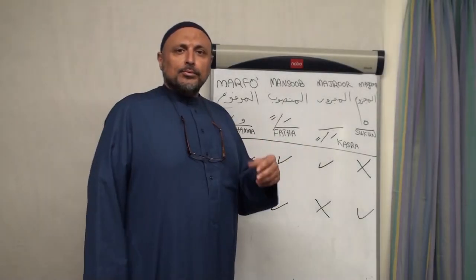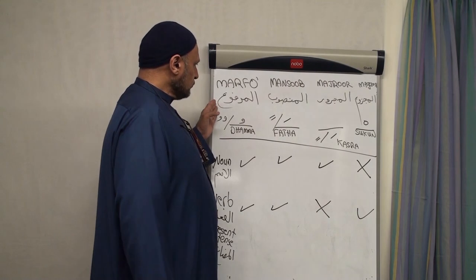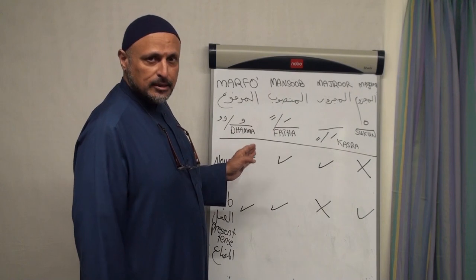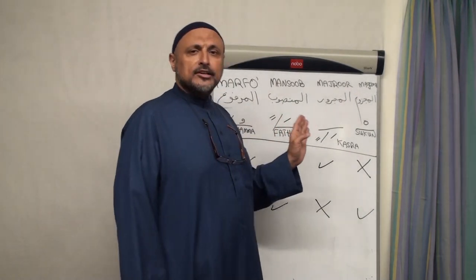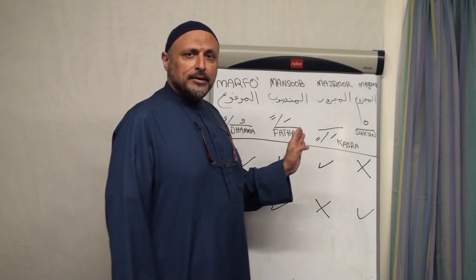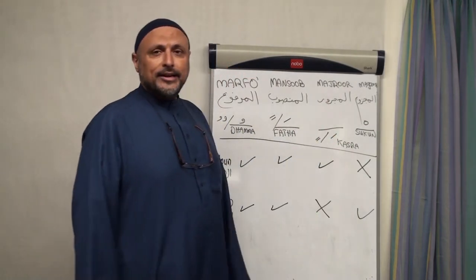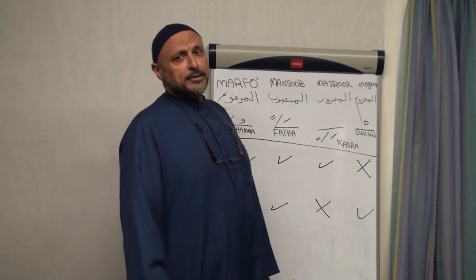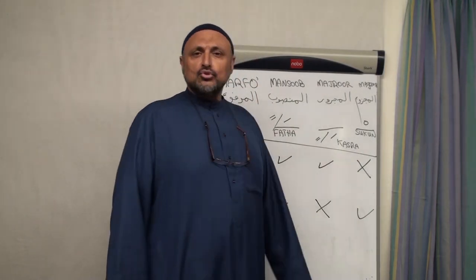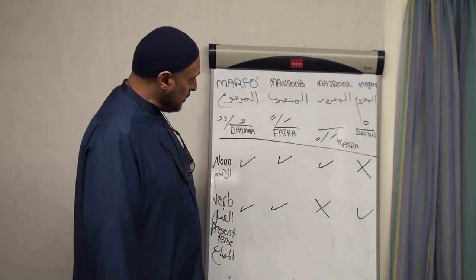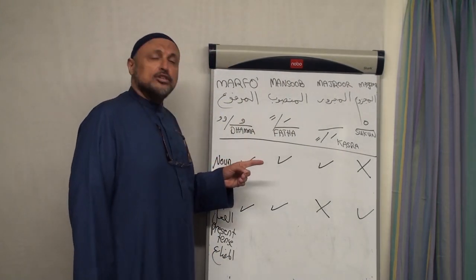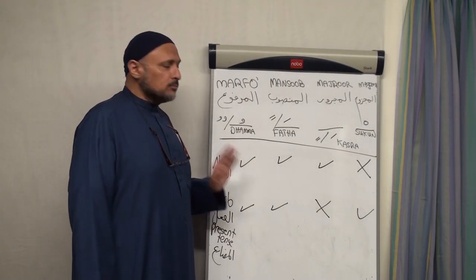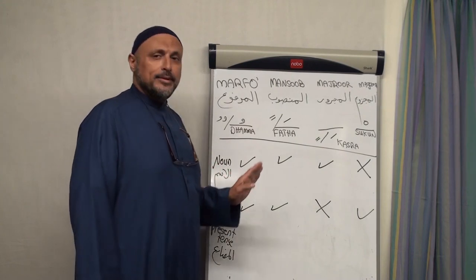Okay. Now, marfu', the obvious sign is dhamma, and an example is subject. Mansub, an obvious sign is fatha, and an example is object. Majrur, an obvious sign is kasra, and an example is possessor, and then majzum, obvious sign is sukun. Nouns cannot be majzum. They can be marfu', mansub, majrur. Verbs cannot be majrur. They can be marfu', mansub, and majzum.